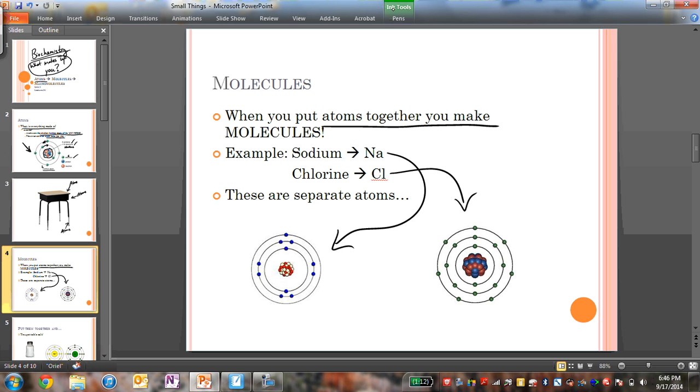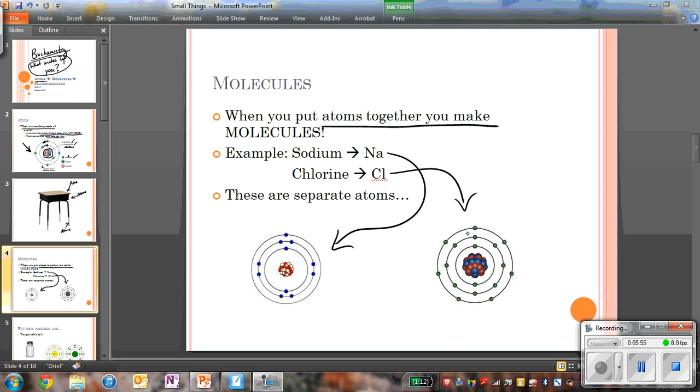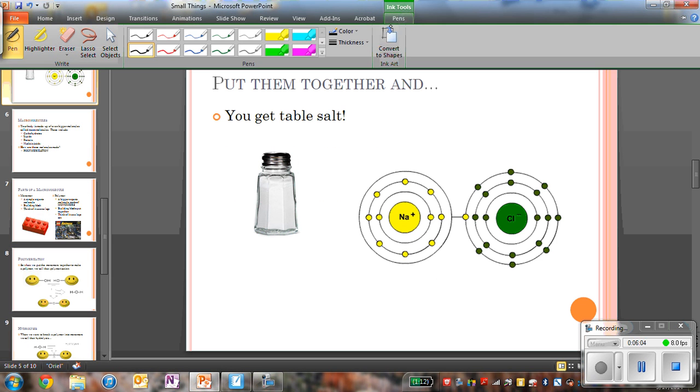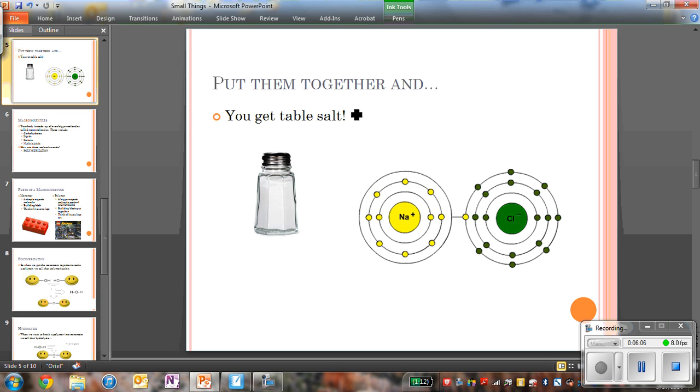Okay, so right now we've got separate atoms here. These atoms are sodium and chlorine. What do you think happens when we actually put them together? So we've got separate atoms here. When we put them together, what do we get? We get table salt. How weird is that?